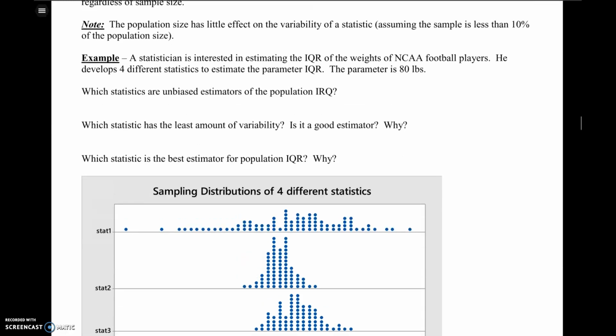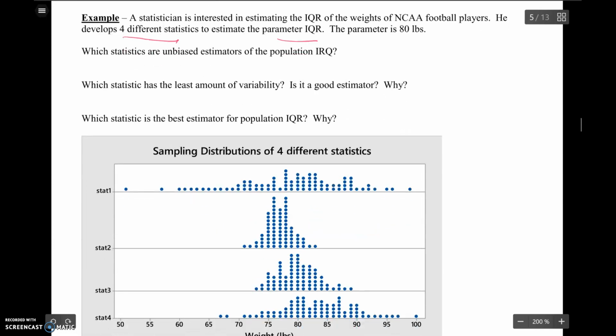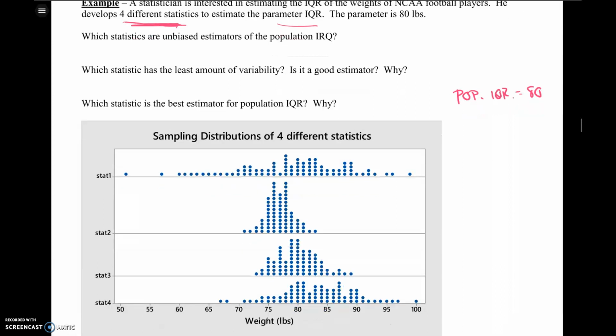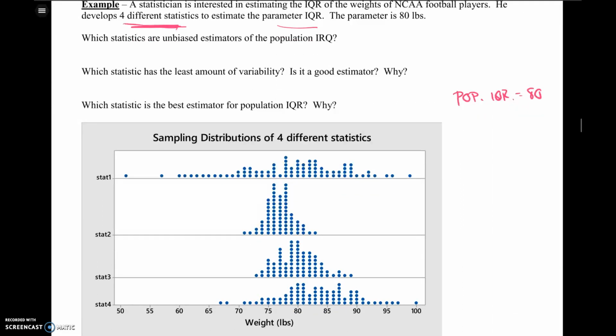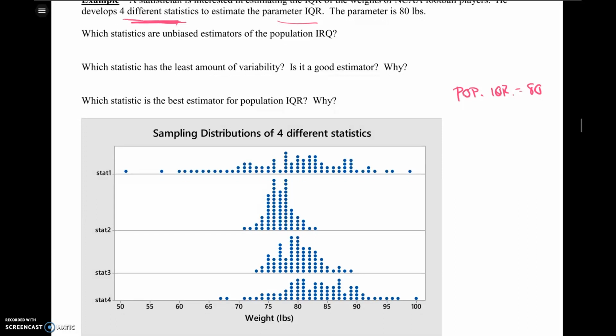All right, example. A statistician is interested in estimating the IQR of the weights of NCAA football players. He develops 4 different statistics to estimate the parameter IQR. The population IQR is 80 pounds. So we don't know what statistics he used. Maybe he used sample IQR, or maybe he did some different combinations of who knows what the statistic is. Let's not overthink that, but there's just basically 4 different statistics.